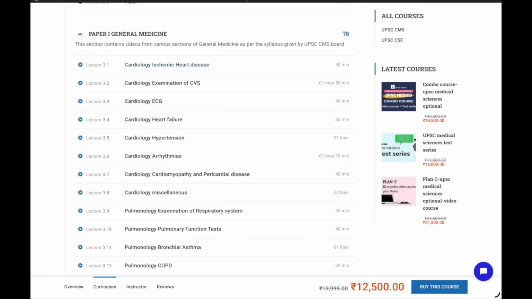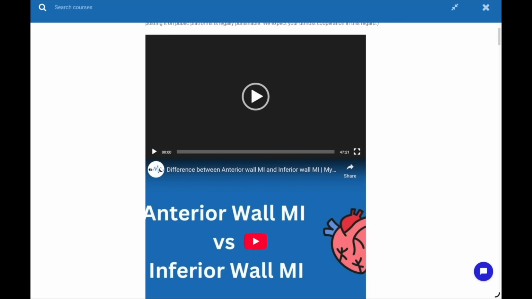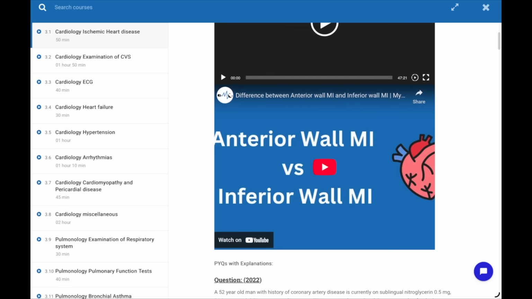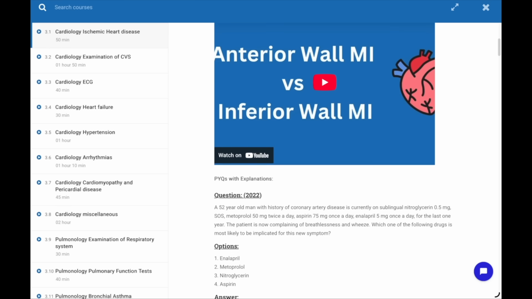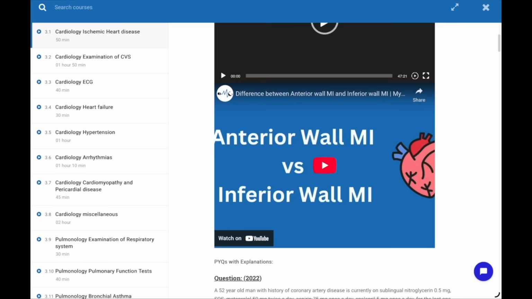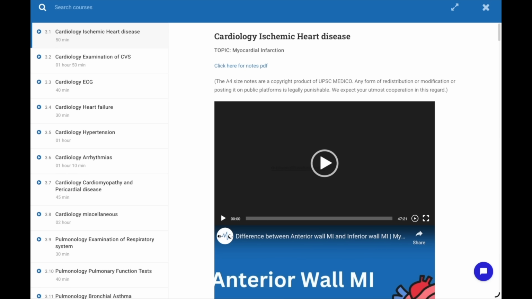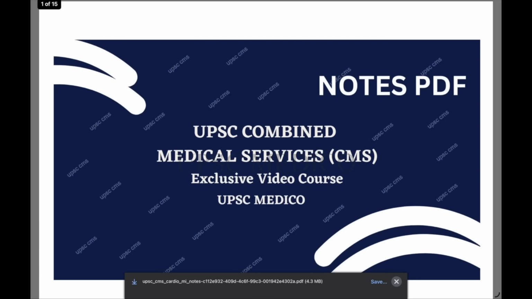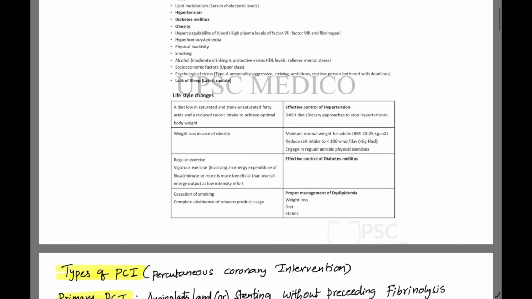And within the course, if you open that, within the video you will find the video and also the PYQs from that topic particularly segregated, and you can also download the notes of this particular topic within the video section itself. See, this is the notes which we are giving, the notes handout.